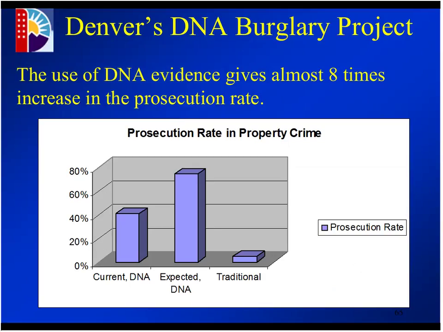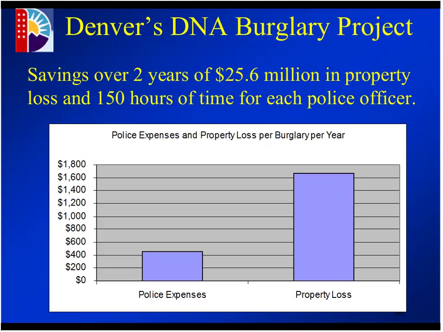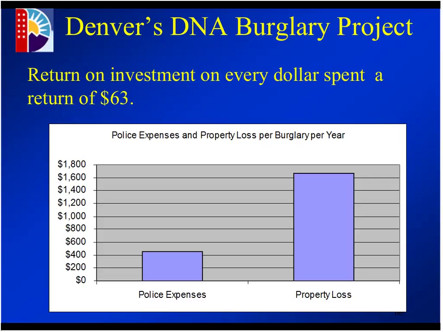We're 8 times more likely to be able to prosecute a case where we had a DNA profile and a CODIS match. And we figured the savings that we got, and if you look at the different papers, you can see that there were differing amounts here. But conservatively, over the two-year period, we believe that using DNA, we saved $25.6 million in property loss to the residents in our community. And we freed up every police officer in the Denver Police Department 150 hours of their time to work on other cases.